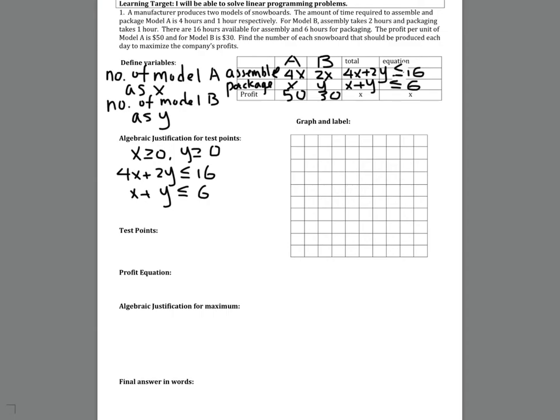Chapter 3, Day 9. Learning target: I will be able to solve linear programming problems. So based on Day 8 information, we're going to extend the information to try to maximize or minimize the scenario based on the given constraints. So let's take a look at this example today.